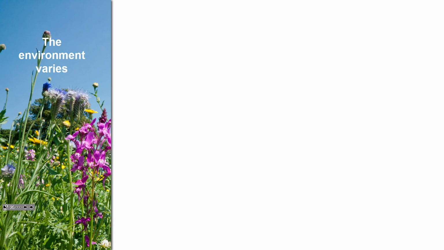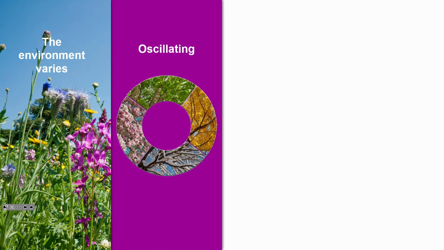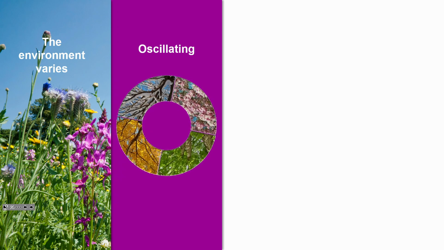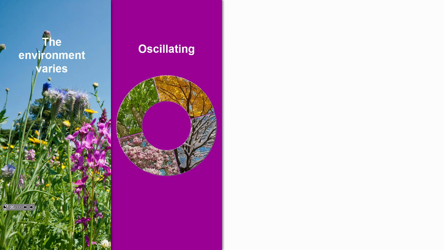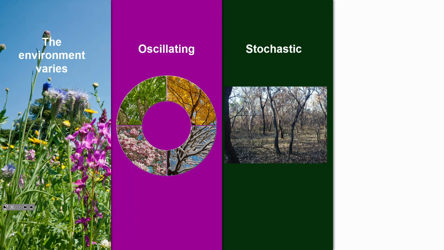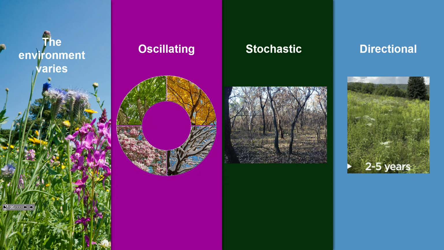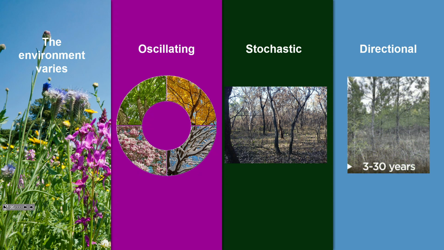You all know that the environment changes. This is not going to be a surprise to you. We have variation that is periodical, predictable, or oscillating, such as the changes of seasons. We have variation which is stochastic and randomly occurring, such as fires, floods, earthquakes. And we have changes that are directional and gradually go in a certain direction, such as the recolonization of habitats after an initial disturbance.